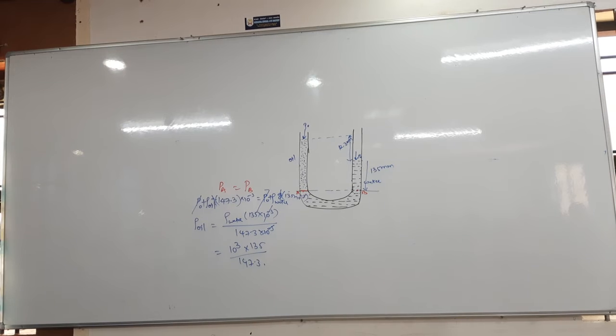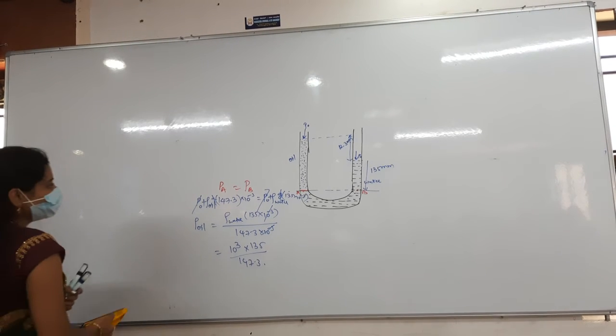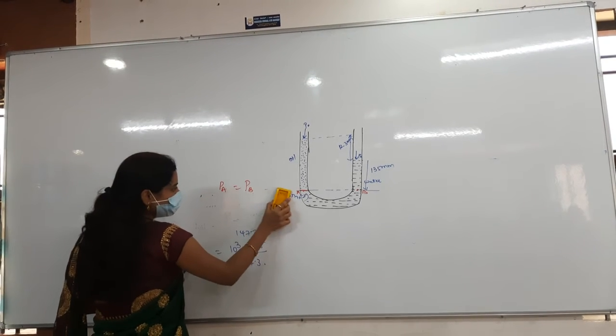The exact answer is 916 kg per meter cube. Correct? Listen here, I will explain again neatly everything.